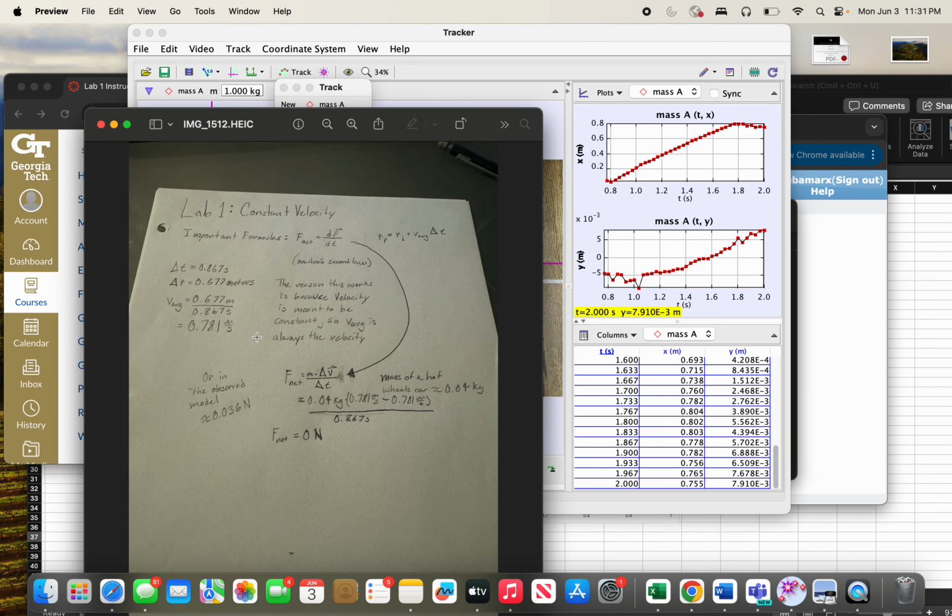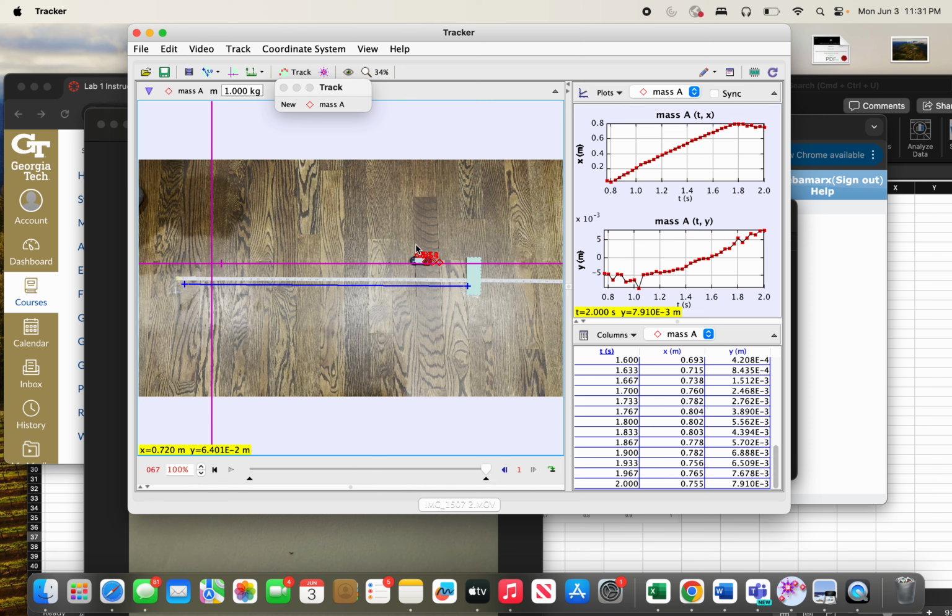So in the model observed, not accounting for any kind of friction from the floor, just like how we would do it on a problem that we get, it would be about 0.036 newtons of force from this video.